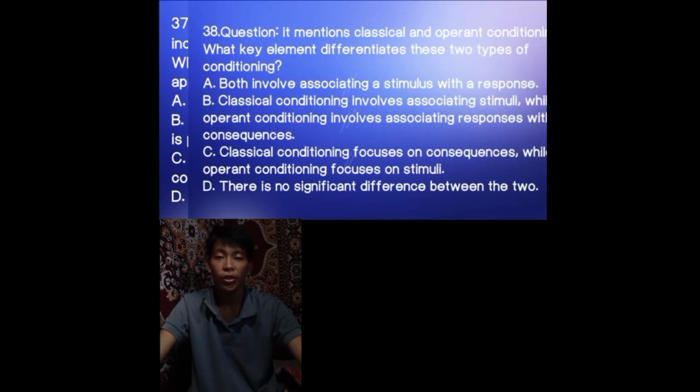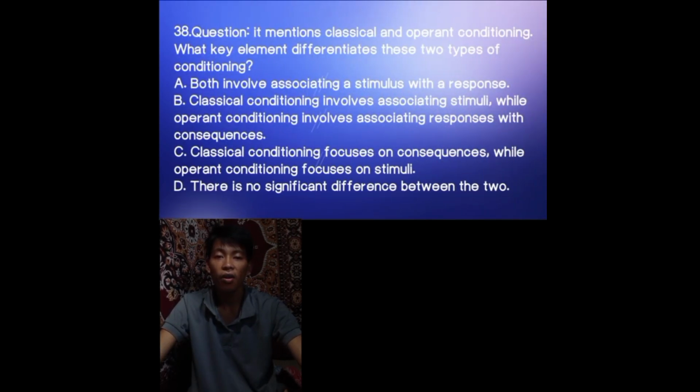Number 38 question. It mentioned classical and operant conditioning. What key element differentiates the two types of conditioning? A. Both involve social stimulus with response. Letter B. Classical conditioning involves associating stimuli, while operant conditioning involves associating responses with consequences. Letter C. Classical conditioning focuses on consequences, while operant conditioning focuses on stimuli. Letter D. There is no significant difference between the two.